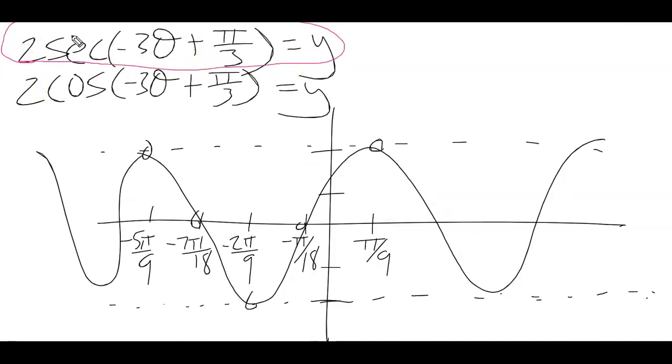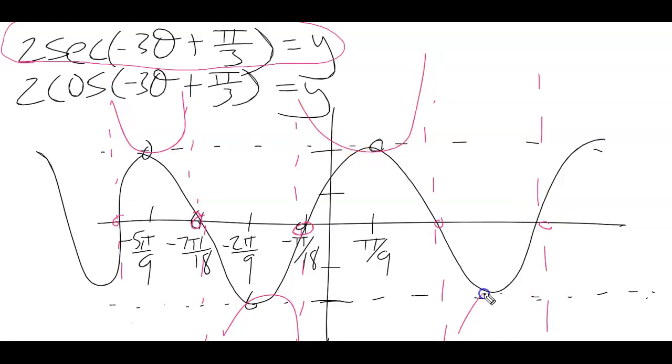Now, remember, for secant, anywhere where your cosine graph touches the midline, you're going to have a vertical asymptote. And then you put these little parabolas in there in between the vertical asymptotes, just like that. So the pink graph is actually what we would expect to see. All right, I digress.